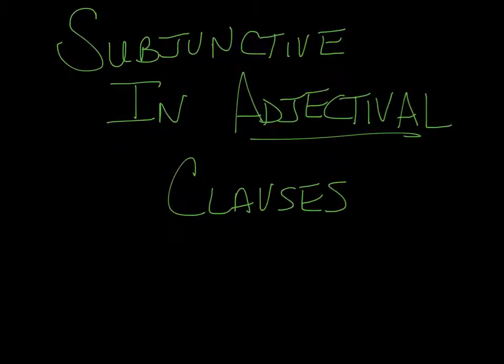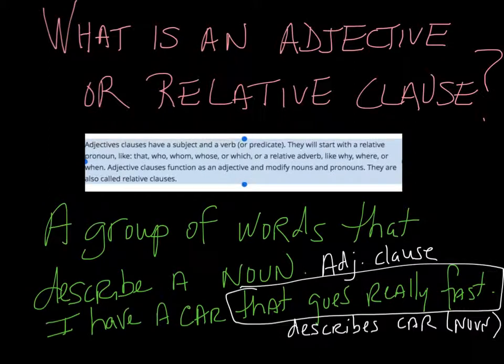Okay, kids, today we're going to discuss subjunctive and adjectival clauses, and this is the last of our subjunctive usage videos. The first thing is we have to explain what is an adjectival or adjective clause, also known as a relative clause. Adjective clauses have a subject and a verb. They will start with a relative pronoun like that, who, whom, whose, or which, or a relative adverb like why, where, and when. Basically, adjective clauses function as an adjective in modifying nouns and pronouns. They are also called relative clauses.